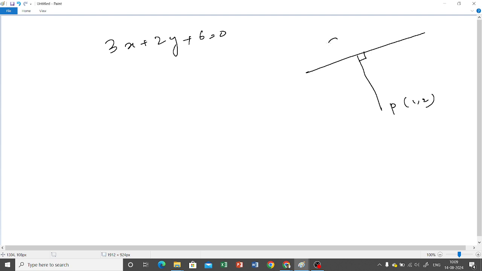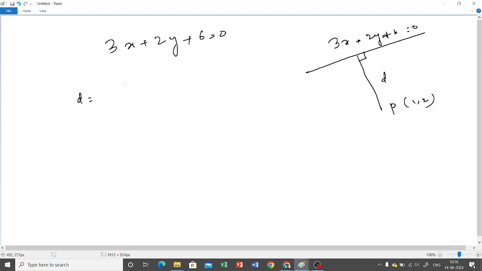Okay, say for example there is an equation, 3x plus 2y plus c equals 0. So this is a line, and here we have a point, say (1, 2). I need to find this perpendicular distance. So this line is 3x plus 2y plus 6 equals 0. How do we find this perpendicular distance?